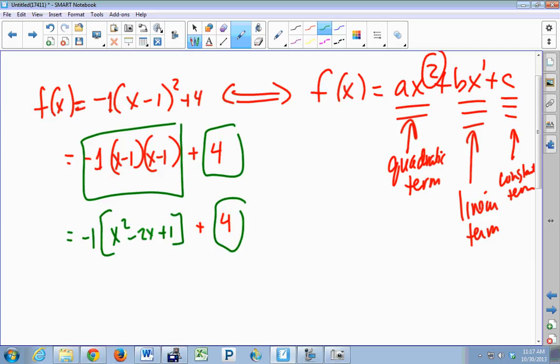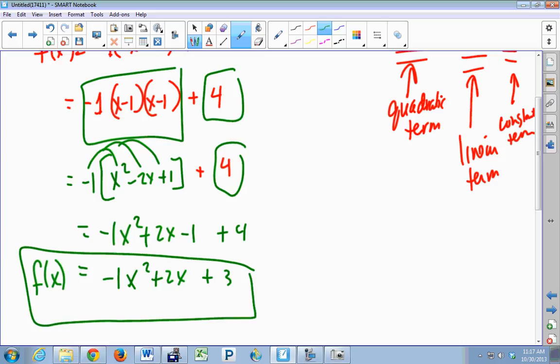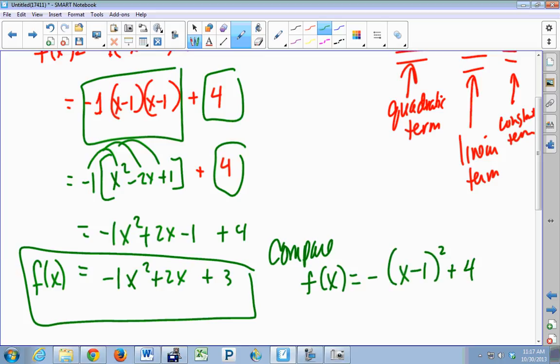Okay, and then we change all the signs. When we multiply by -1, we change all the signs of everything in there. So we get -1x squared plus 2x minus 1 plus 4. And then the last two terms we can combine. The -1 and 4 becomes a plus 3. So this is now what it looks like in the general form. So let's compare them and see how, if anything, we can go from one to the other, if we can grab anything from one form and get to the other form.